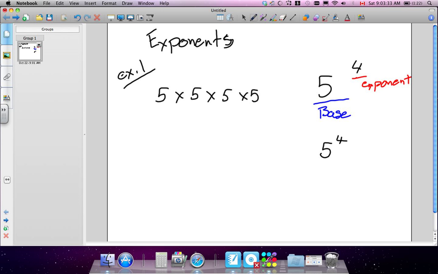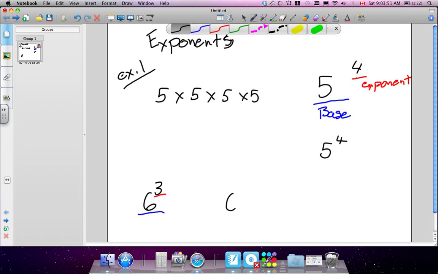And if we were to reverse it, say we had 6 to the power of 3, and they wanted us to expand it, how would I represent this? You're going to multiply 6 3 times. Yeah, so we take the base, and we're going to multiply the base 3 times, because 3 is our exponent. So we end up with 6 times 6 times 6. Okay, does that make sense so far?